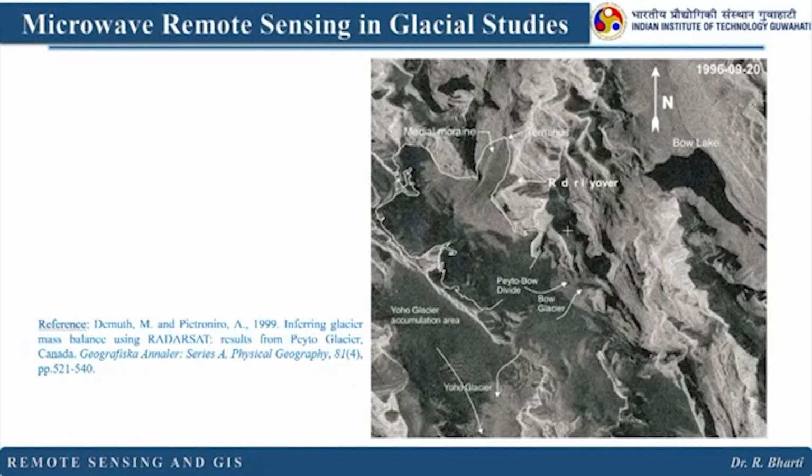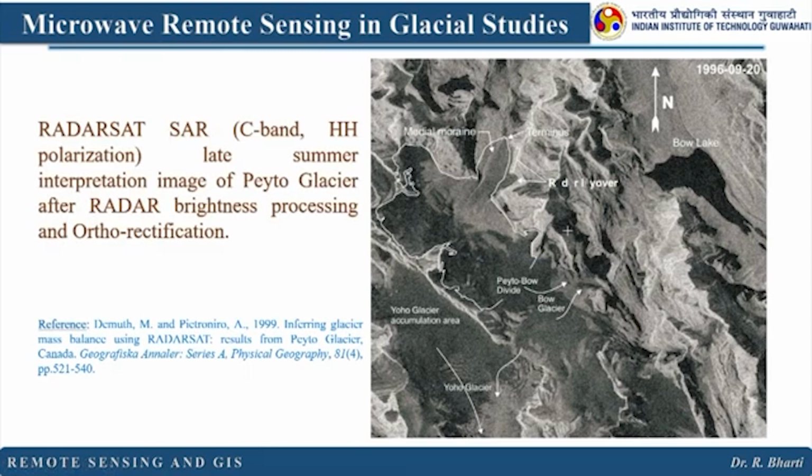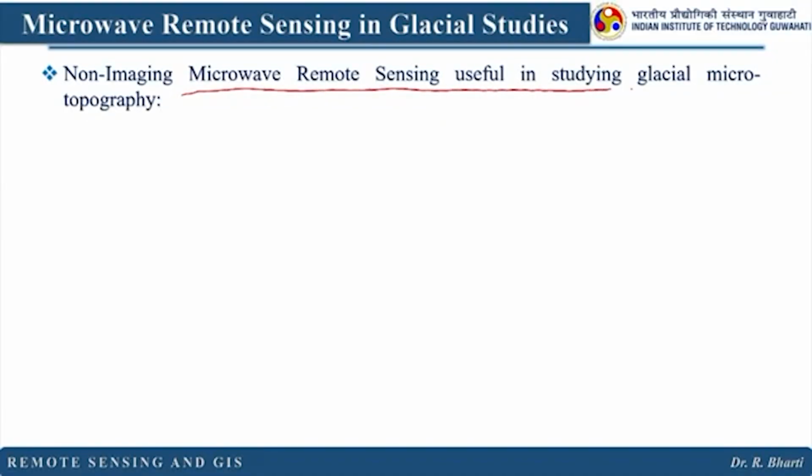Why am I explaining all these applications? Because you need to understand the capabilities of remote sensing and GIS and their potential applications, where you can directly use this technology as a tool and solve a problem related to a society or maybe a nation. This is another work which has been published in Physical Geography. Non-imaging microwave remote sensing is useful in studying glacial microtopography. This is another possibility where you can think of applying remote sensing and GIS.